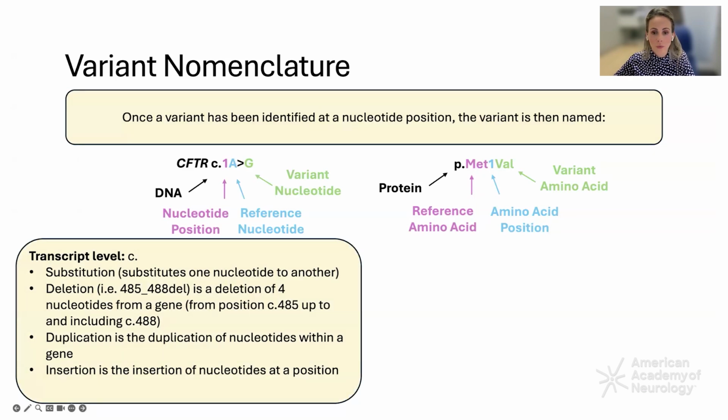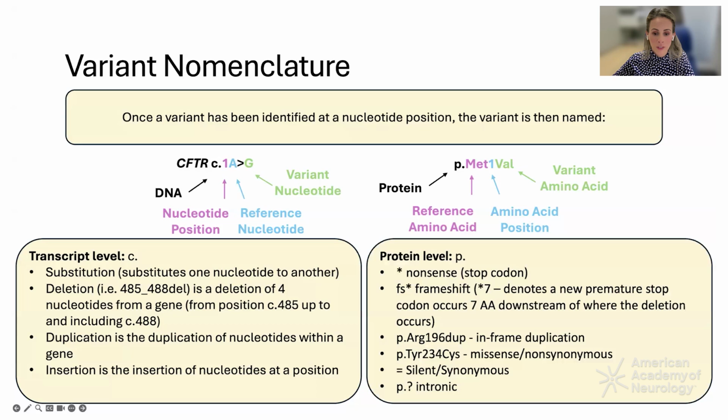include substitutions, when you substitute one nucleotide for another. Deletions, for instance, 485 to 488 deletion, is a deletion of 4 nucleotides from a gene from the position 485 up to and including 488. Duplication is when nucleotides are duplicated within a gene, and insertion is the insertion of nucleotides at a position. Protein level consequences of the transcript change include nonsense changes, denoted by an asterisk, which code for a stop codon, and therefore no protein is made.